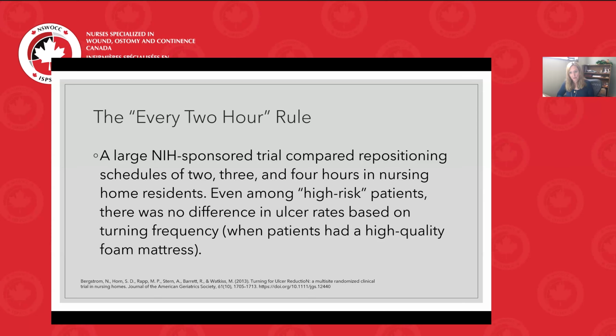So with that being said though, even if they have that high quality foam mattress, they still have all the other things in place. This isn't saying that you should let your patient lay there for 4 hours. We know that each individual patient still needs an individualized care plan. A lot of places still use that 1 to 2 hour guideline, but if you go a little bit over or a little bit under, it's important to make sure that we're tailoring that to our patient specifically.